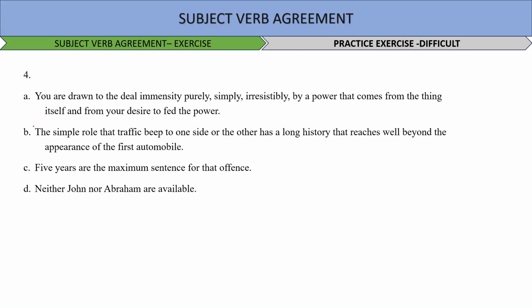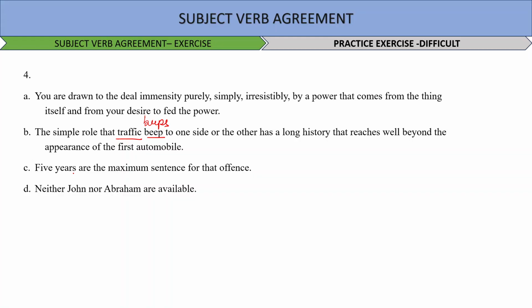Very good. Five years says five years. Now you see, five years are the maximum sentence for that offense. Yeah, a period of time will follow singular, right? Neither John nor Abraham is available. So the only correct sentence is option number A.